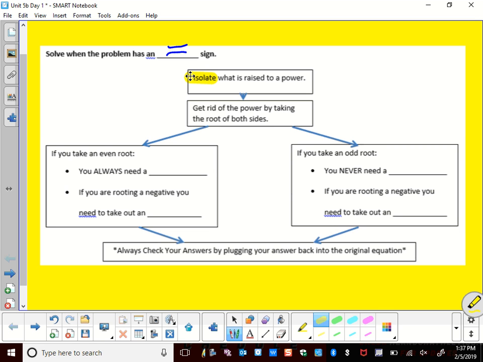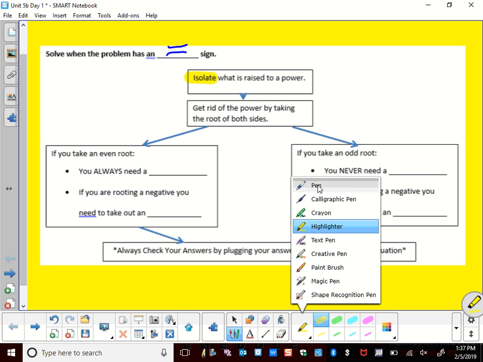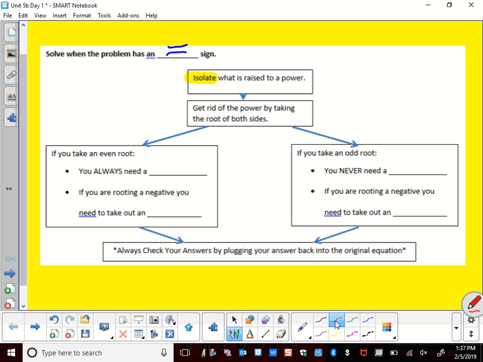Isolate. Isolate what is raised to a power. You want to get rid of the power by taking the root of both sides. Alright, if you take an even root, you will always need a plus or minus. What that means is if you have a square root, a fourth root, or a sixth root, anything even, you need a plus or minus.